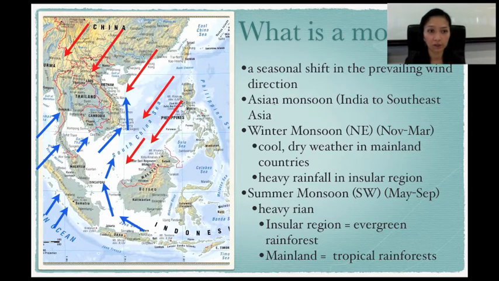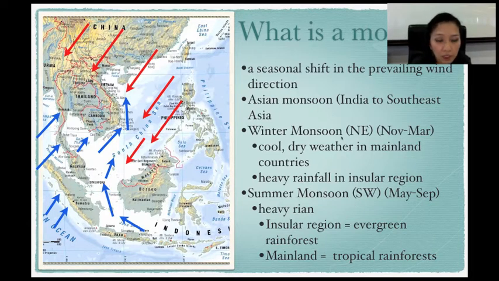Monsoon is the seasonal shift in the prevailing wind direction, right? That usually brings with it a different kind of weather. It almost always refers to the Asian monsoon because it happens a lot in Asia, especially in Southeast Asia. Well, by Asia, what I mean is it covers from India to Southeast Asia. There are two types of monsoon that prevail in Southeast Asia. The first one is the winter monsoon, which comes from the northeast, right? We call it the northeast monsoon here. And the summer monsoon or the southwest monsoon.